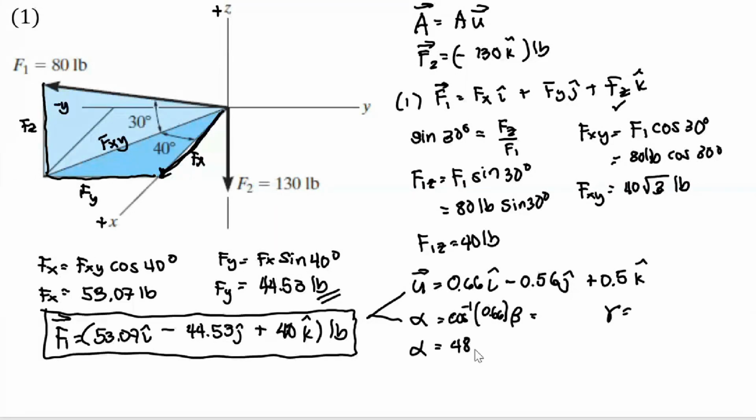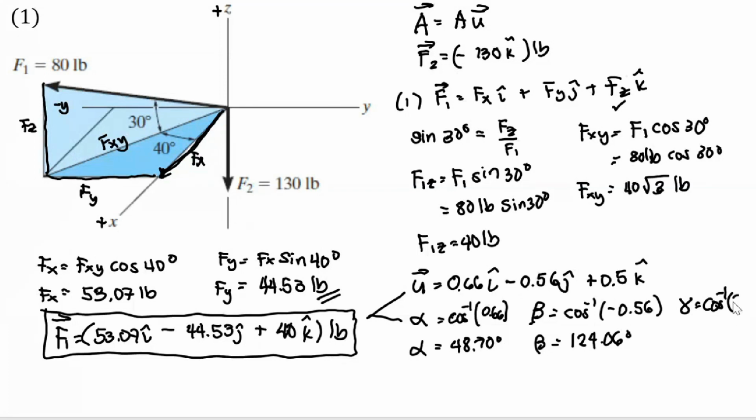Can you give me the answer? 48.70 po. Okay, let's go to beta. How about R cosine of negative 0.56? So dapat this is higher than 90. What will be the answer? 124.06 po. Okay. And lastly, gamma will be R cosine of 0.5. 60 degrees po. Okay, 60 degrees. These are the unit vectors and these are the directional angles.